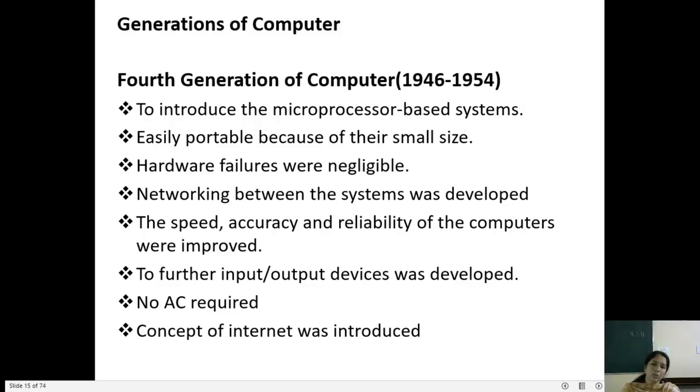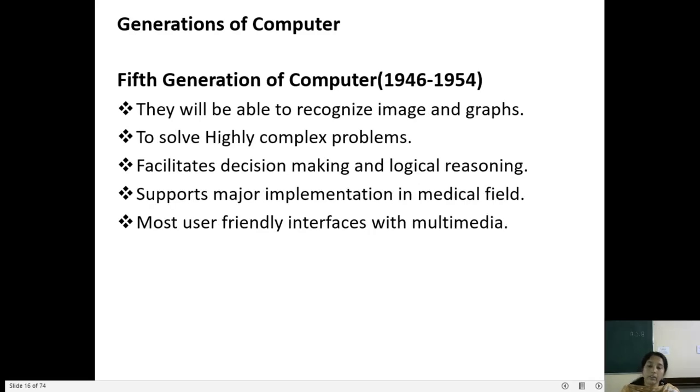As well as it supports networking. The networking concept has been introduced. That is one of the plus points in the fourth generation, and the speed, accuracy and reliability of the computer have been improved when you compare to the third generation, and the input output devices are so well developed. And for this generation of computer, AC is not required.